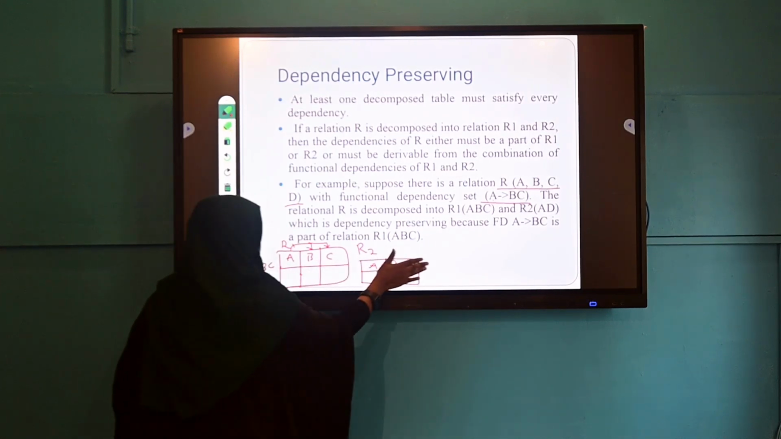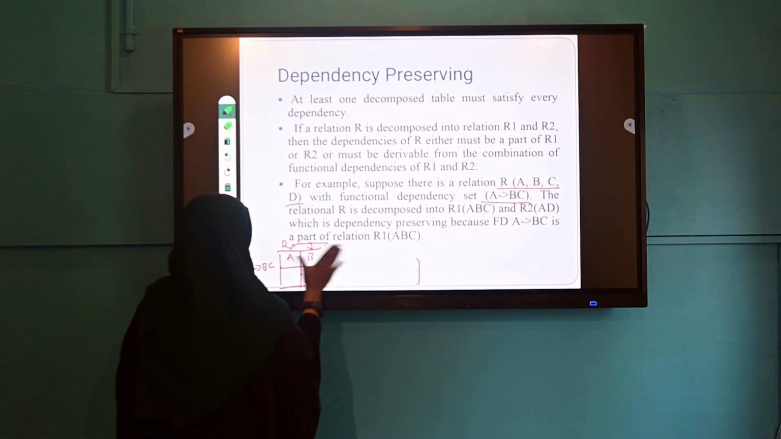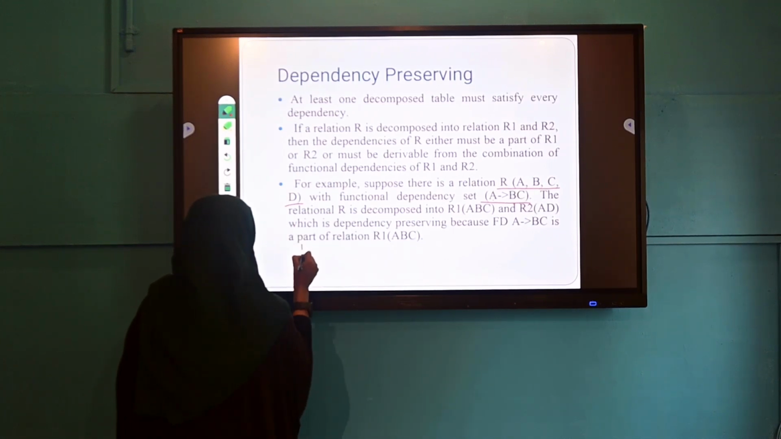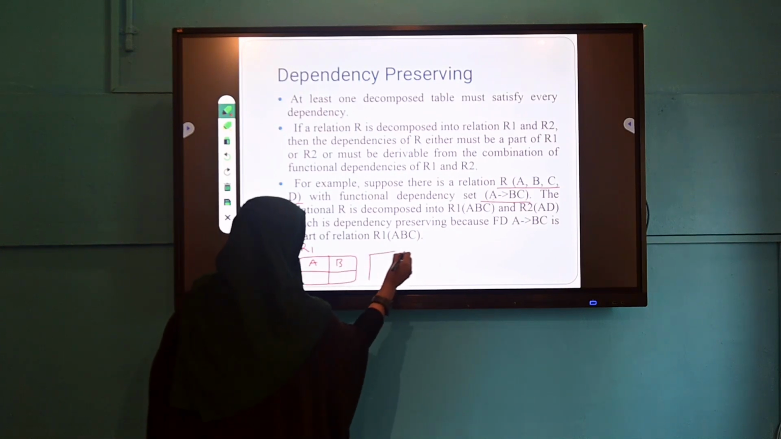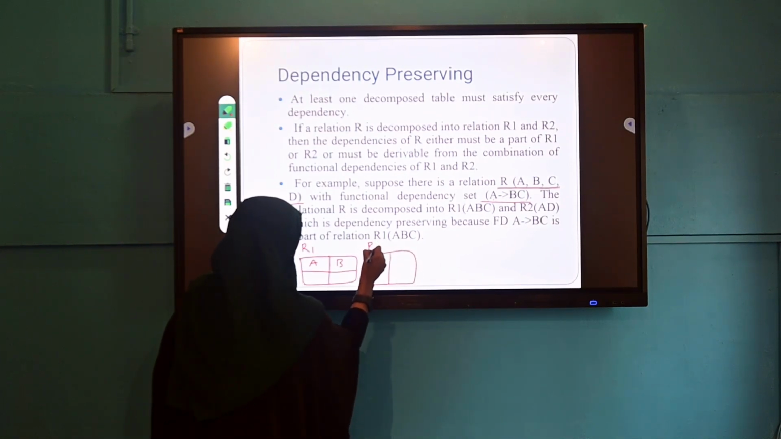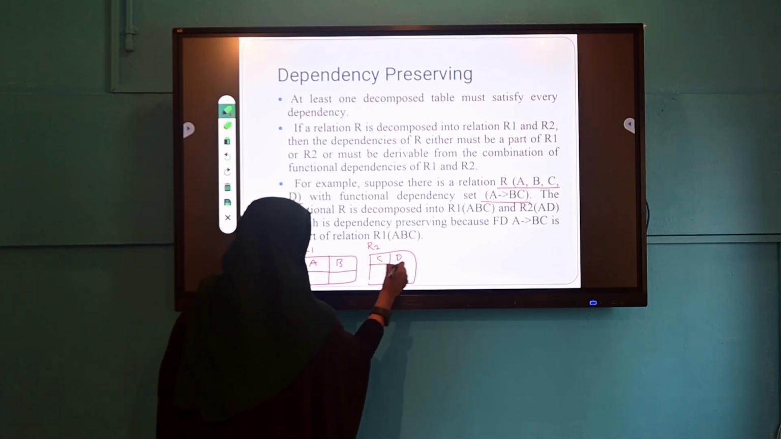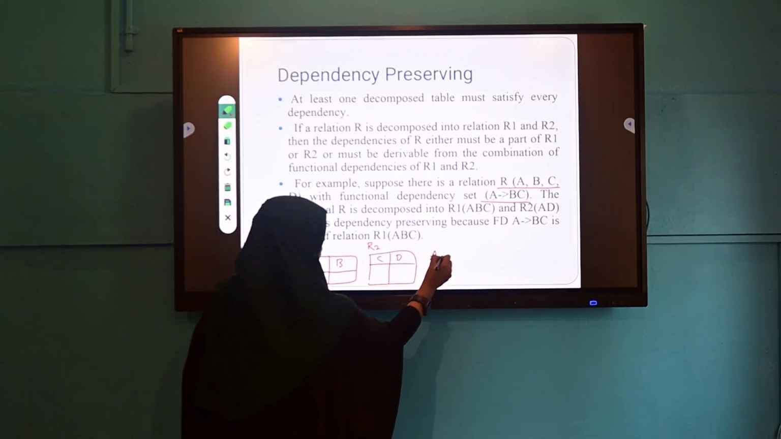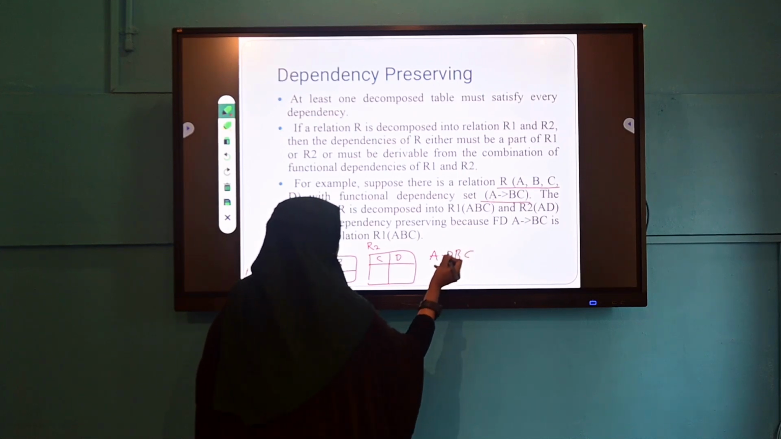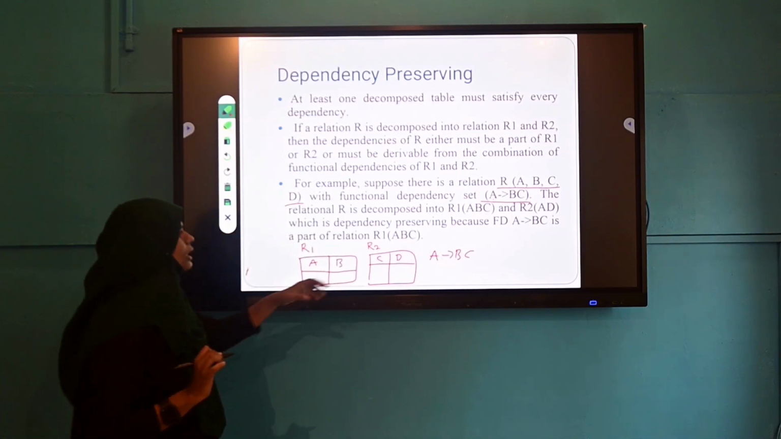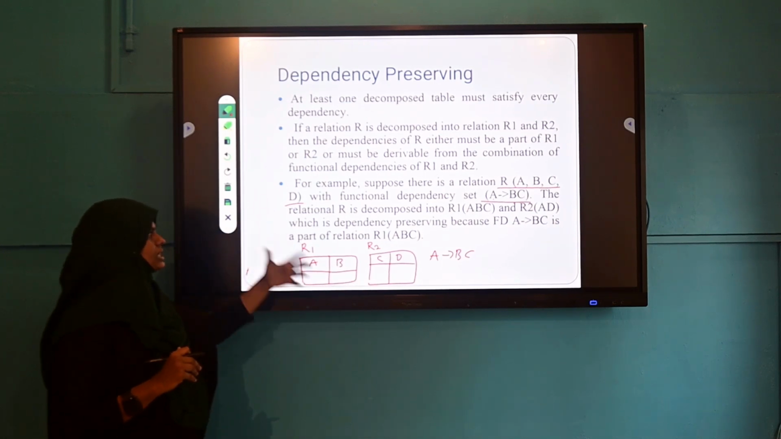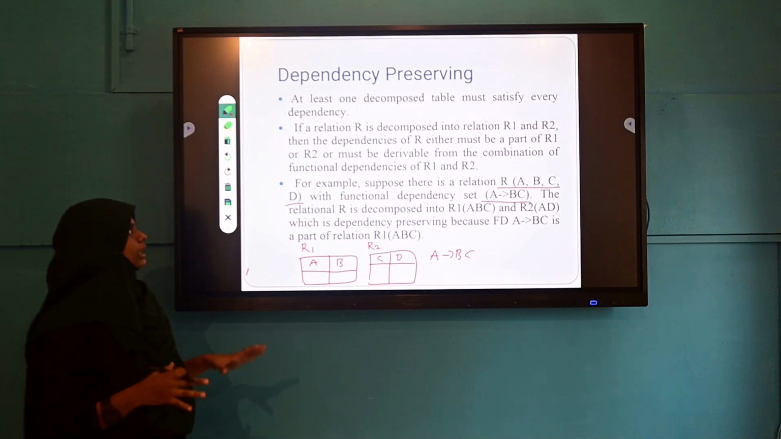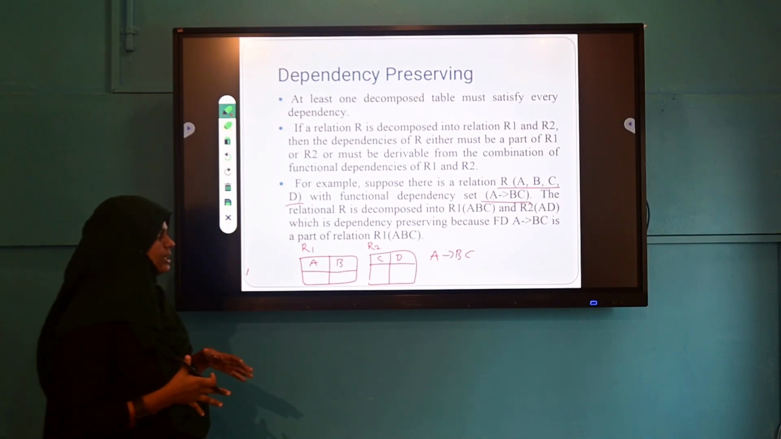If you are writing like this, R1 is AB, R2 is CD. Then we cannot preserve the functional dependency A gives BC because C is in another relation and AB is in another relation. That means it does not preserve the dependency. This is all about dependency and functional dependency. Thank you.